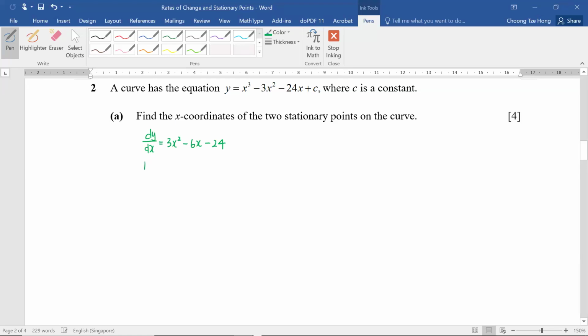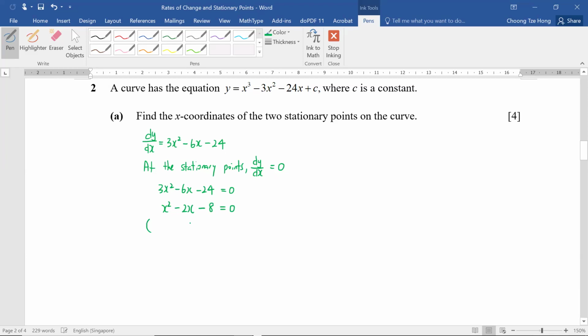At the stationary points, remember to write your annotation, remember to write all these phrases: at the stationary points, dy/dx will be equal to 0. So now we're going to equate dy/dx to 0. Before we factorize, we should notice that we can divide by 3 to simplify the equation. So x squared minus 2x minus 8 equals 0.